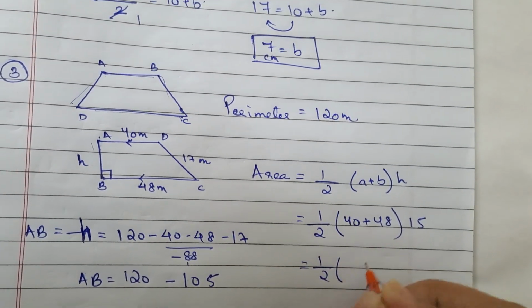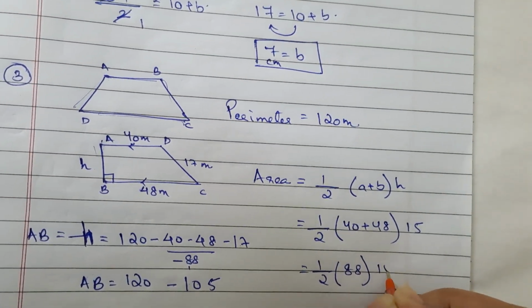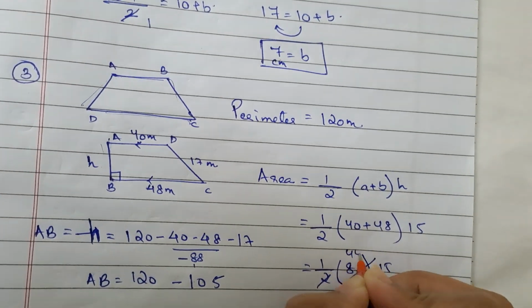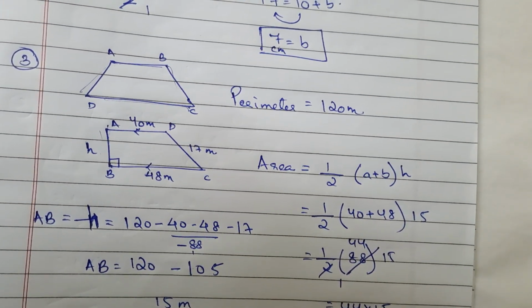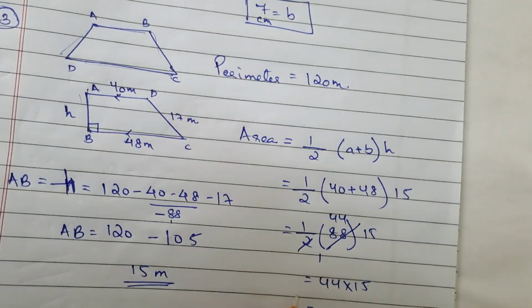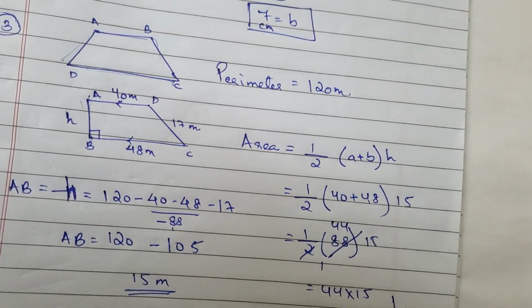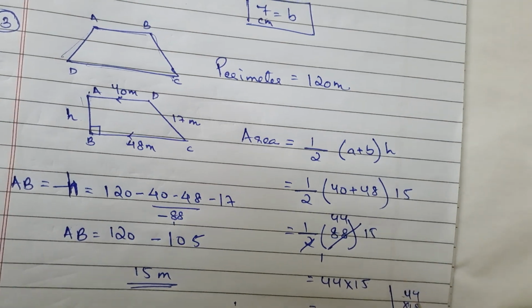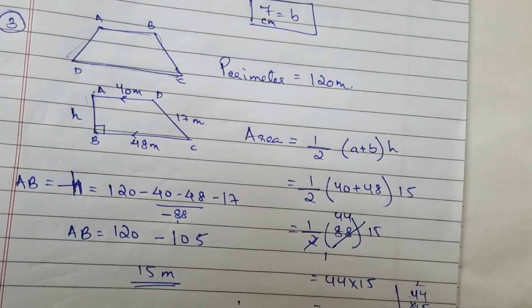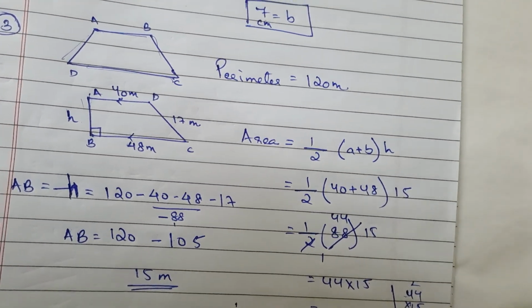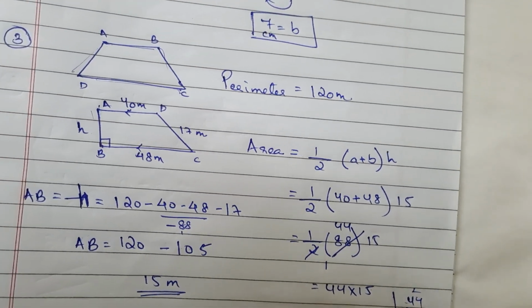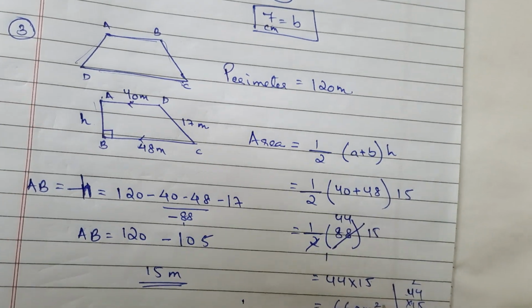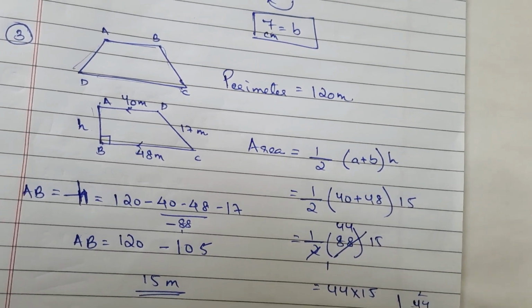Half of 88 becomes 44, times 15. So 44 times 15 is what I'm supposed to do. 44 times 15, that's going to be 660. 660 meters square will be the area for this particular shape that we have here.